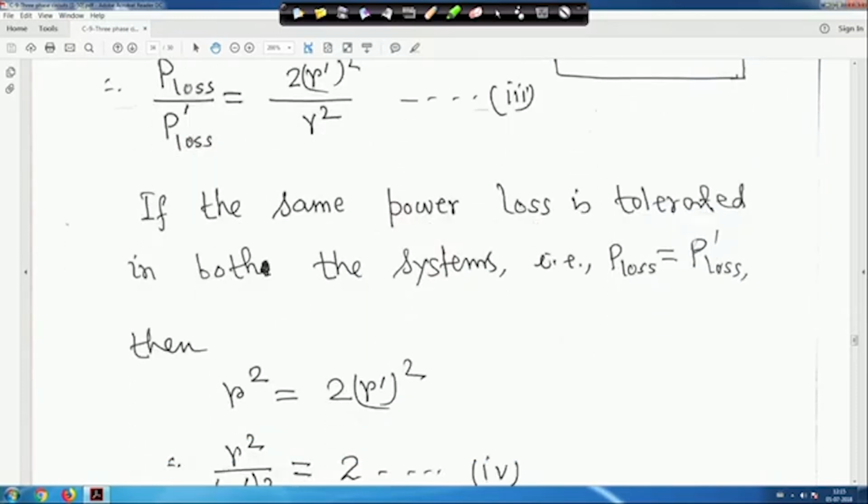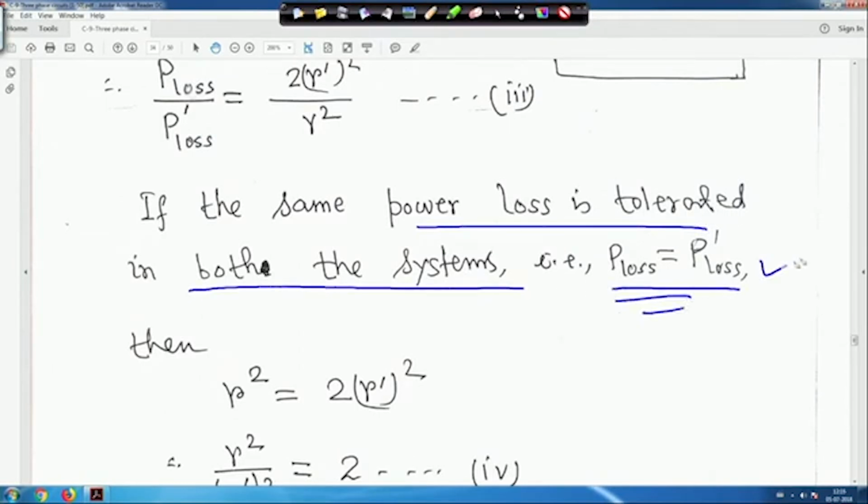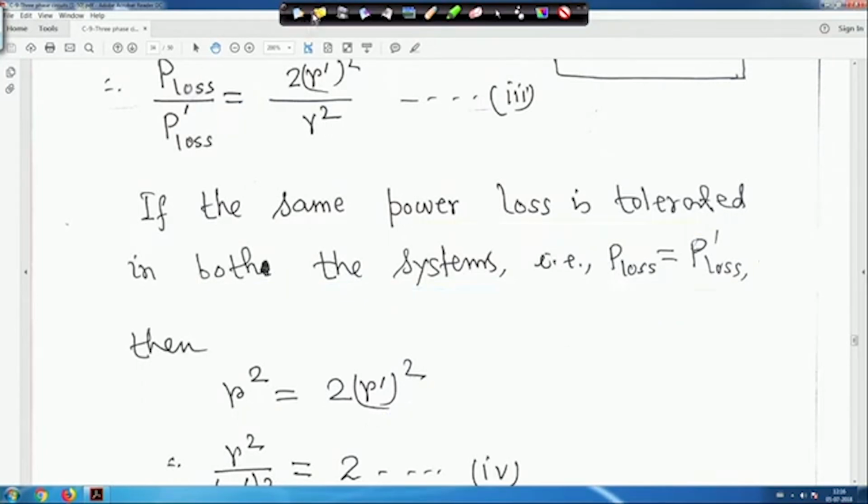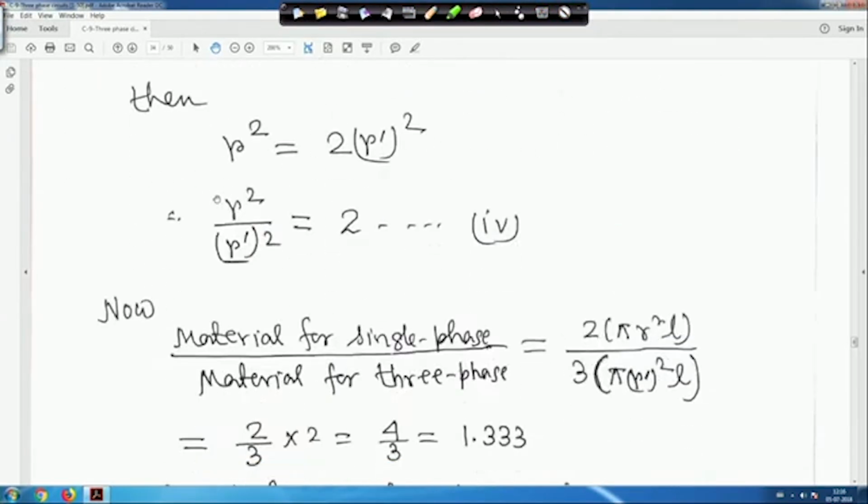If the same power loss is tolerated for both the systems, that is P loss is equal to P loss dash, if you do so, then it will become r square is equal to 2 r dash square. That means r square upon r dash square is equal to 2. This is equation 4.